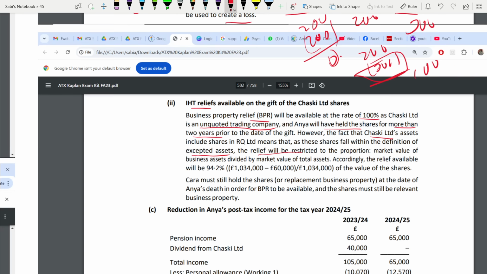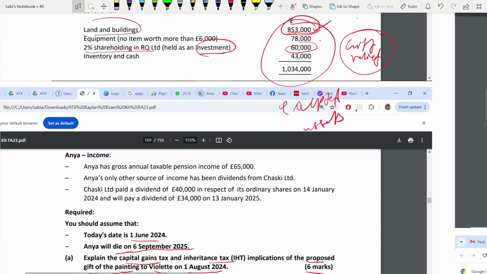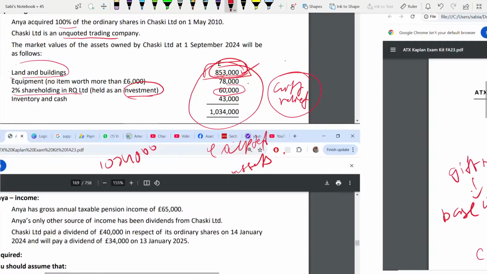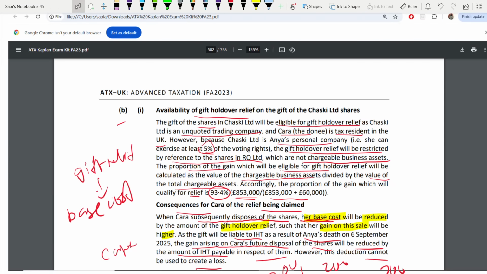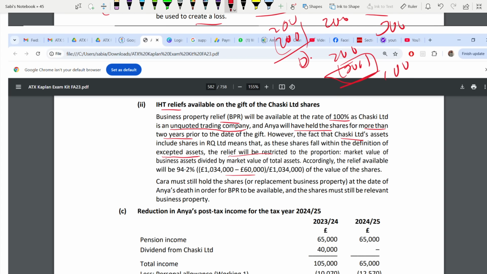So it's the same. You take the entire value, this 1034, and from there only land and building is business assets, and 60,000 is not, it is the excepted asset. So you take the 60,000 out from there and divide it by this 94.2%.